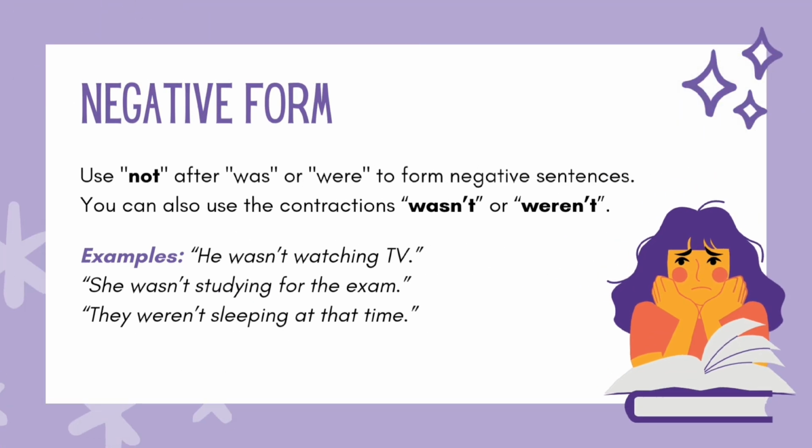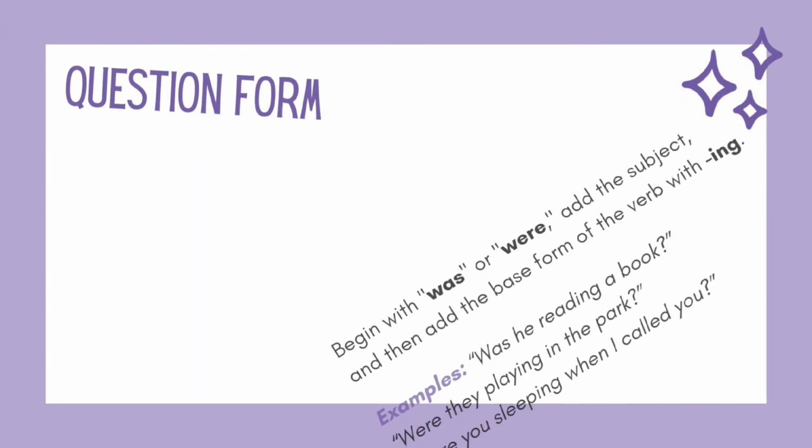Negative form. Use not after was or were to form negative sentences. You can also use the contraction wasn't or weren't. Example, he was not watching TV, she was not studying for the exam, they were not sleeping at that time.